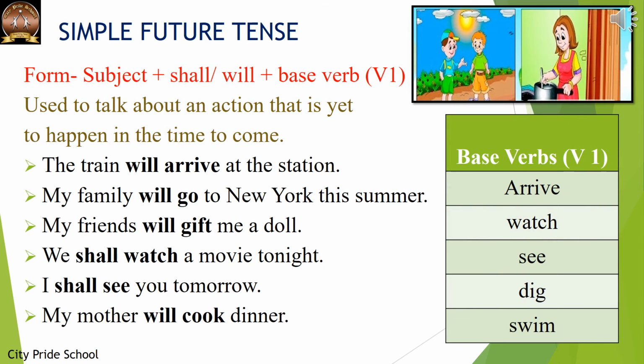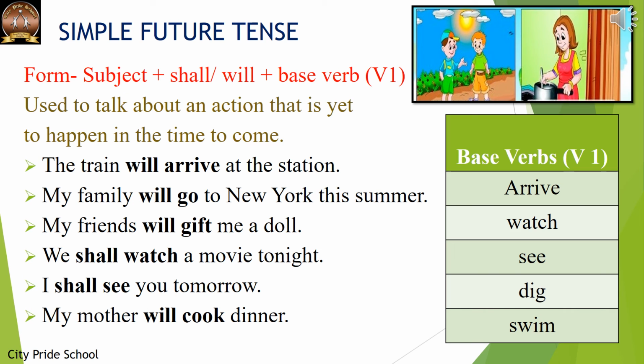Let's move on to simple future tense. Simple future tense talks about an action that is yet to happen in the time to come. Means the action will happen in the future. We make simple future tense with subject plus shall or will plus base form of the verb. We always use V1 form of the verb in simple future tense.